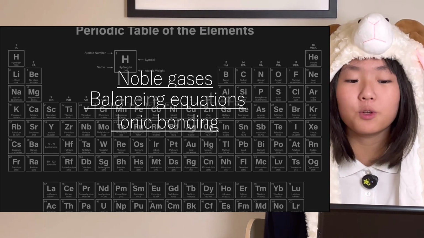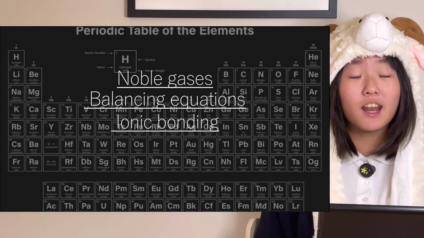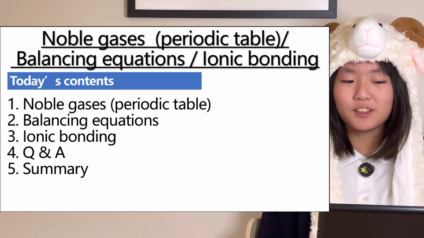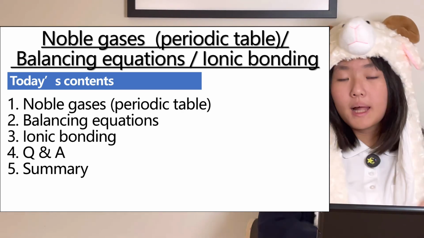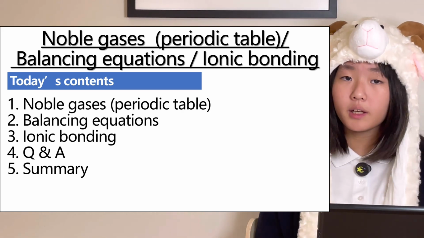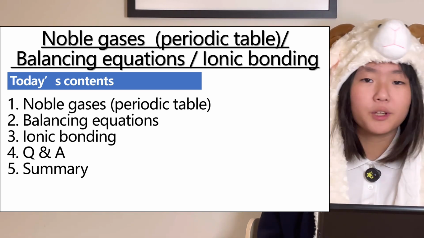Today, we'll be learning about noble gases, balancing equations, and ionic bonding. Today's contents include noble gases, balancing equations, ionic bonding, a few questions, and a summary at the end.